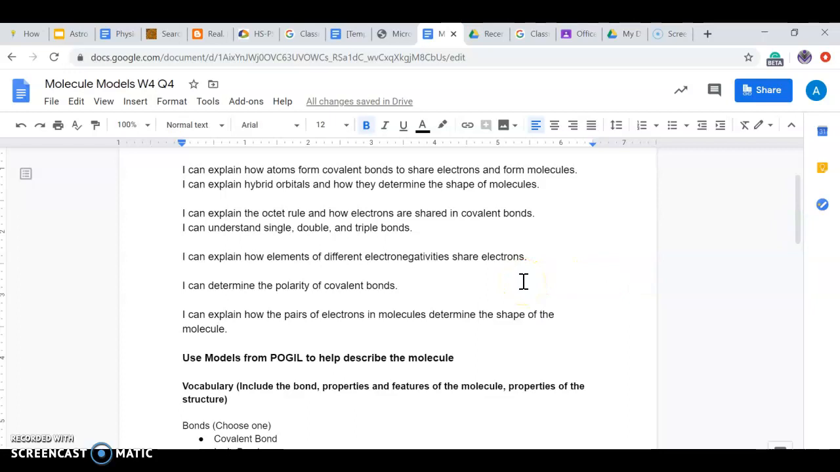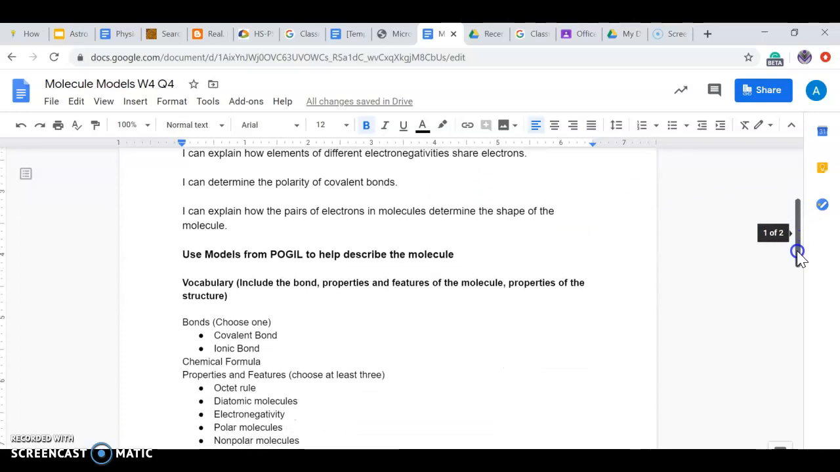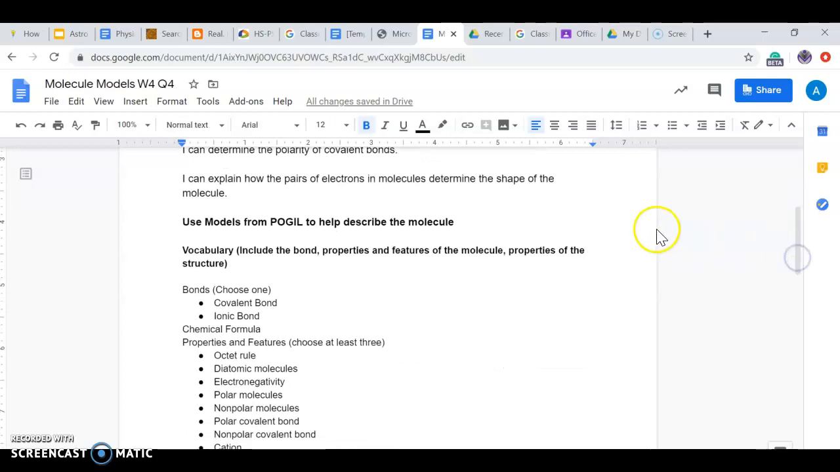If you're talking about polarity of covalent bonds, if that one confuses you, you could ask a question in your presentation about that, not just what it is or where you're confused on it. So those are things to think about. Here's what you need to include, and that's the vocabulary stuff. You're choosing a molecule that has either ionic or covalent bond. You're going to want to be able to include the chemical formula, right?